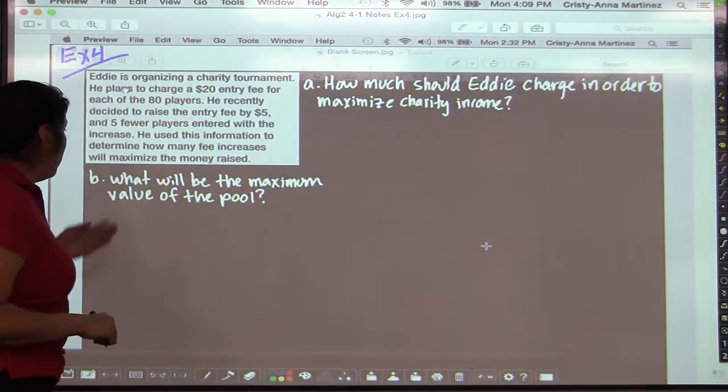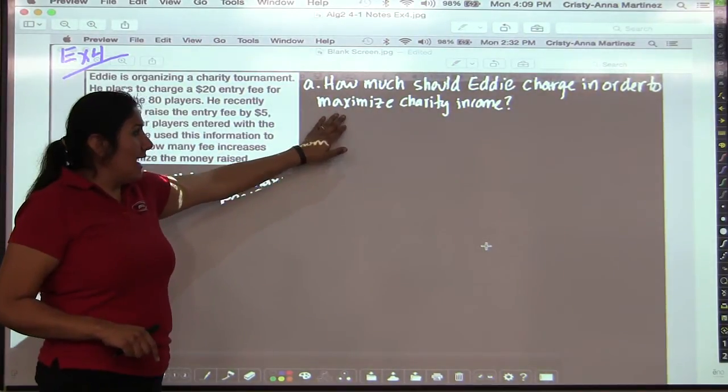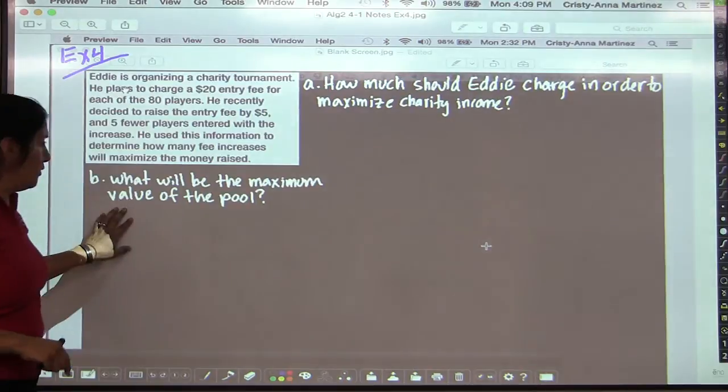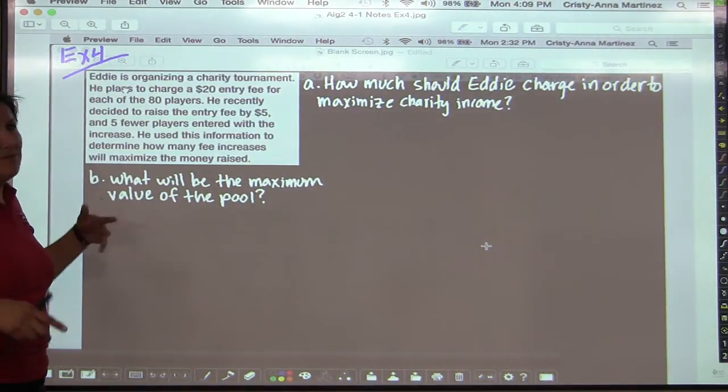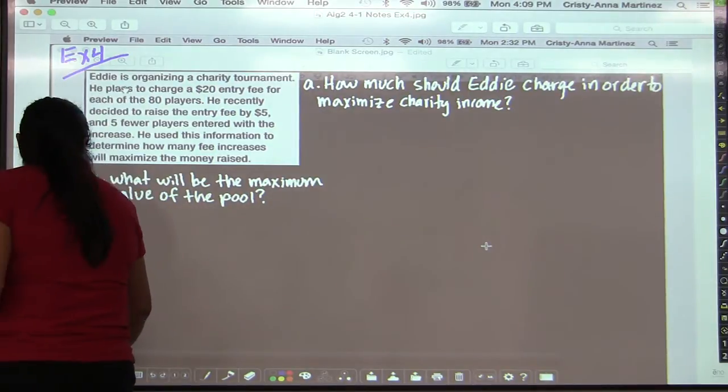So basically what they want here is the x-coordinate. Here we're asking for the x-coordinate of the vertex, and here we're asking for the y-coordinate of the vertex, but we don't even have a function yet. So before we can do that, we need to figure out how we're going to get a function going here.